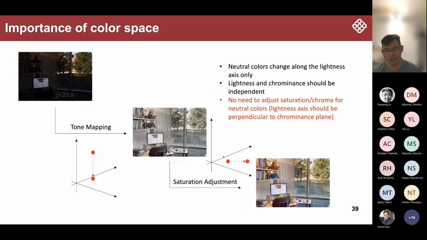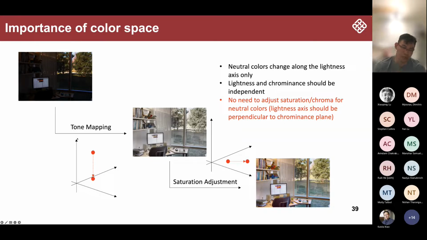Which means that we want to have a very good color space so that we can process the lightness and the chroma separately. We want independence between the lightness and the chromaticness so that we can adjust the colors well. And when we talk about lightness compression and adjusting the saturation, one thing we are missing is that if the color is a neutral color, we don't have saturation, right? So we only compress the lightness and don't want to change the saturation anymore.